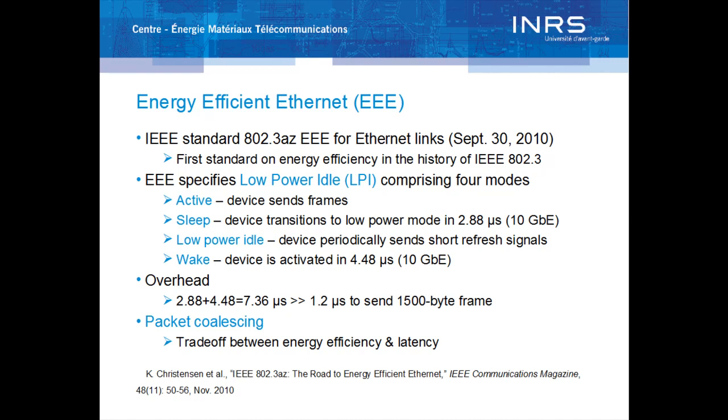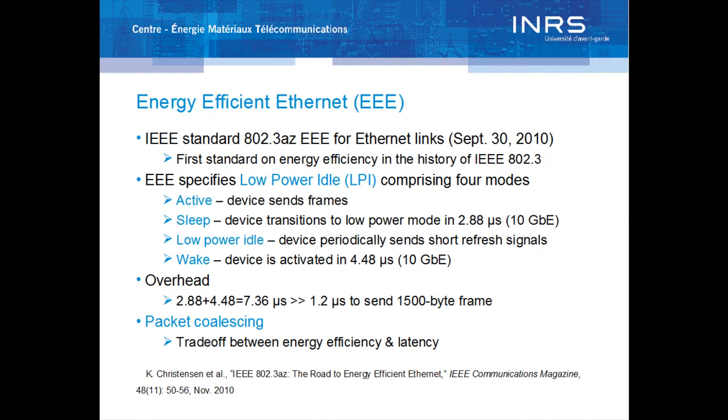EEE adds an overhead to the packets, which is the time to wake the link from the low-power idle mode and the time to put it back to sleep. Packet coalescing groups individual Ethernet frames together and sends them back-to-back in a single burst. As a consequence, the relative overhead of EEE becomes smaller, leading to an increased bandwidth efficiency.